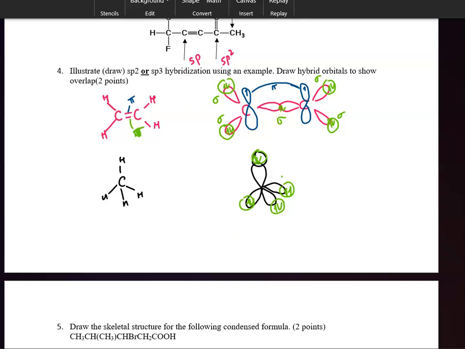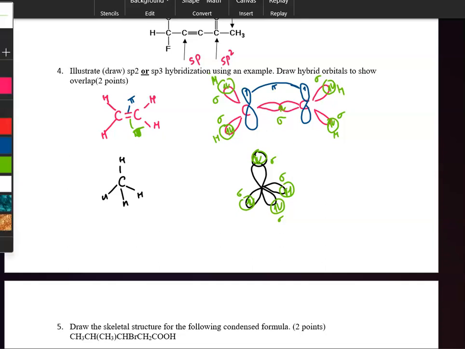Here we only have sigma, sigma, sigma, sigma. So again, remember the green s orbitals are for the hydrogen atoms. The red ones are the hybrid orbitals. Here in this case also, let's keep it the same color. So you have hybrid orbitals in red color. So carbon's sp3 hybrid orbitals at the 4 corners of a regular tetrahedron.